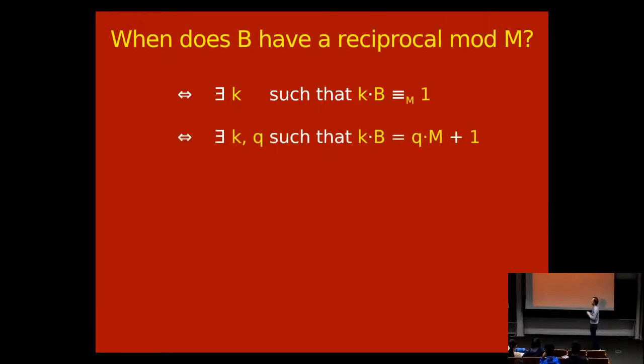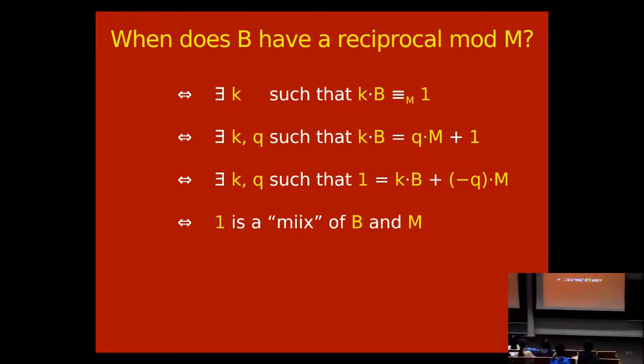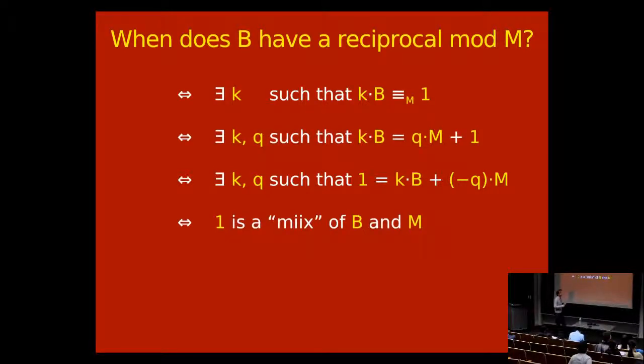OK, let's just expand this definition. If there exists a k and a number q such that kb is 1 more than a multiple of m, that's what it literally means. And let me just rearrange this equation. It's if there exists k and q such that 1 is k times b plus minus q times m. So, I mean, q and minus q, it doesn't really matter. It happens if you can find 2 integers, you multiply 1 by b, 1 by m, you add them up and get 1. That's the same as saying that 1 is a mix of b and m. Okay, these are all if and only ifs, right? So that's it. b has a reciprocal mod m if 1 is a mix of b and m.